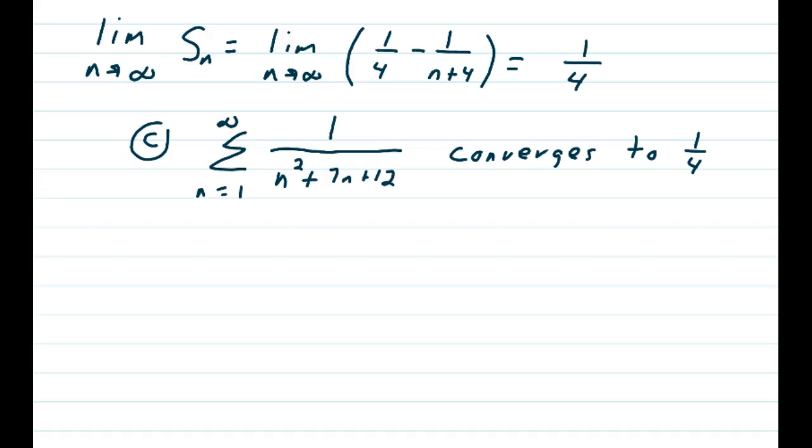And the last step is to take the limit as n approaches infinity of the nth sum. So we have the limit as n approaches infinity of 1/4 minus 1 over n plus 4. The second fraction just disappears. We have 1 over a very large number, so we get 1/4. So the conclusion for this one is the summation of n is equal to 1 to infinity of 1 over n squared plus 7n plus 12 converges to 1/4.